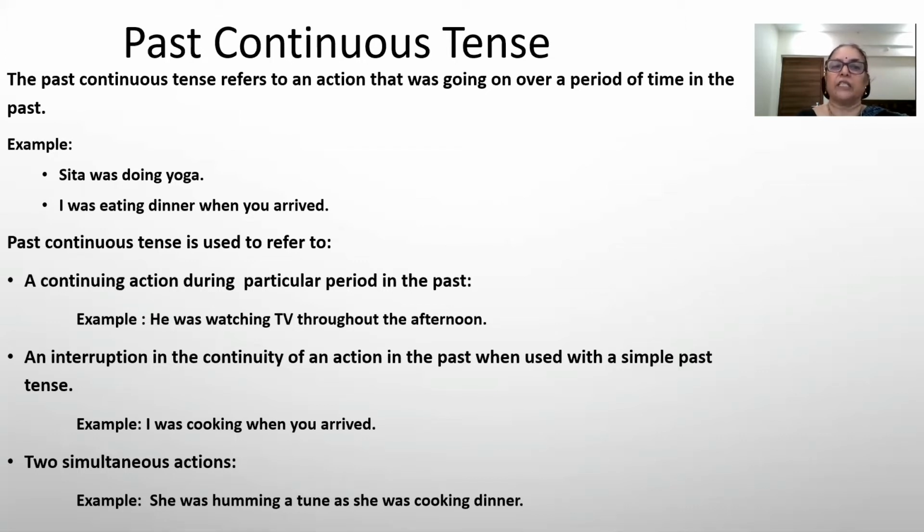This past continuous tense is used to refer to a continuous action during a particular period in the past, started long back and continued for some more time. Example, he was watching TV throughout the afternoon.